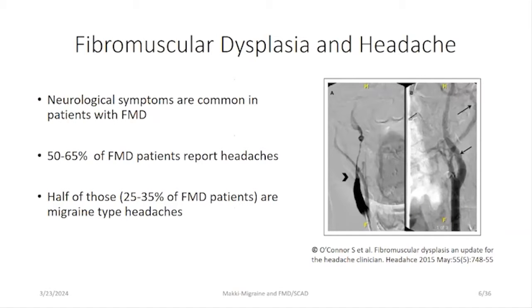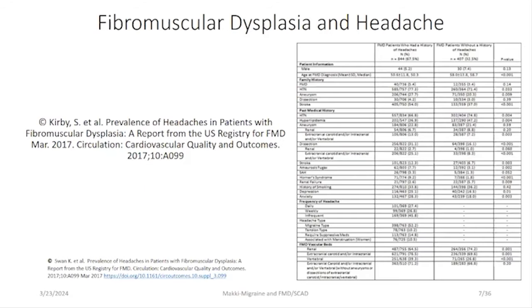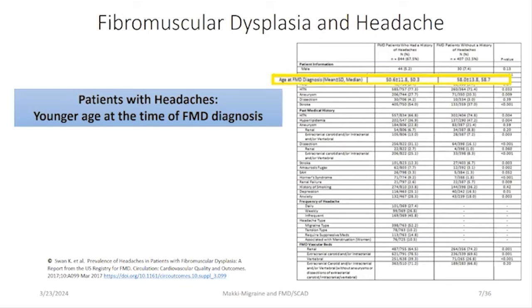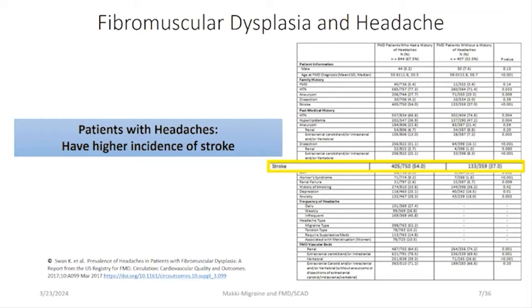In fibromuscular dysplasia, neurological symptoms are very common. Not just headaches, but there are multiple other symptoms and conditions associated with it. Around 50 to 65%, depending on the studies, of patients report some form of headaches. In the largest registry of patients, around 67% had headache. Those patients tend to be younger, on average around 5 to 10 years younger than the patients without headaches. Those patients also have strokes more commonly than patients without headache in fibromuscular dysplasia, almost double the rates.